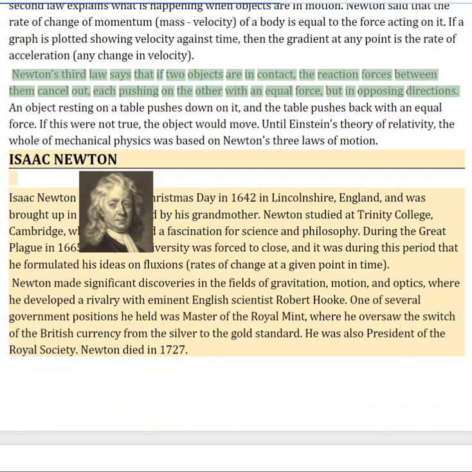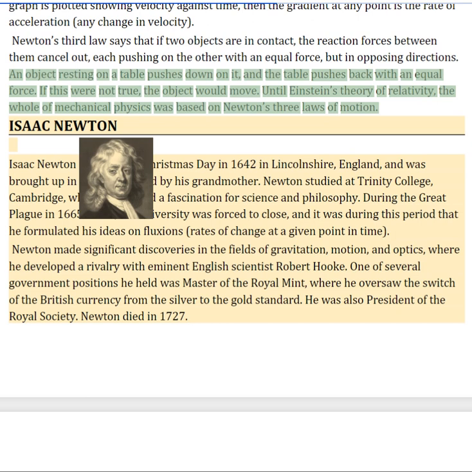Newton's third law says that if 2 objects are in contact, the reaction forces between them cancel out, each pushing on the other with an equal force, but in opposing directions. An object resting on a table pushes down on it, and the table pushes back with an equal force. If this were not true, the object would move. Until Einstein's theory of relativity, the whole of mechanical physics was based on Newton's 3 laws of motion.